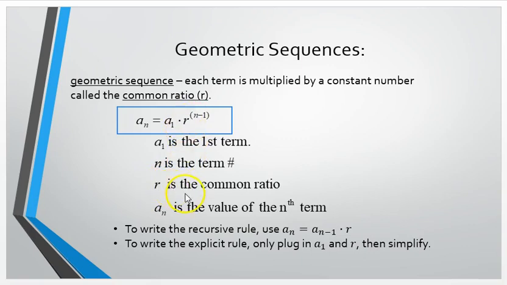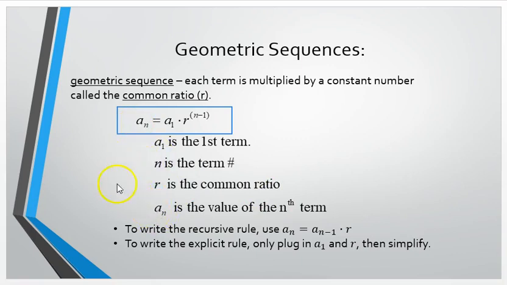With an arithmetic sequence, I told you to pick a term and subtract the one in front. For a geometric sequence, I'll show you that you can do the same thing, but you're going to pick a term and divide by the one in front. That's an easy way to find r. Divide by the one in front. And then a sub n is the value of that nth term.